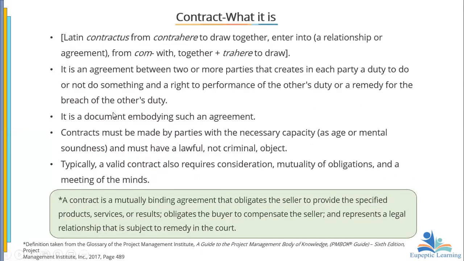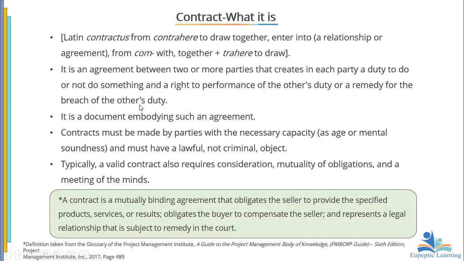What is a contract? It comes from the Latin word contractus. And simply it means to draw together or enter into a relationship or agreement. And so we see a contract as an agreement between two or more parties that creates in each party a duty to do or not to do something and the right to performance of the other's duty or remedy for the breach of the other's duty.